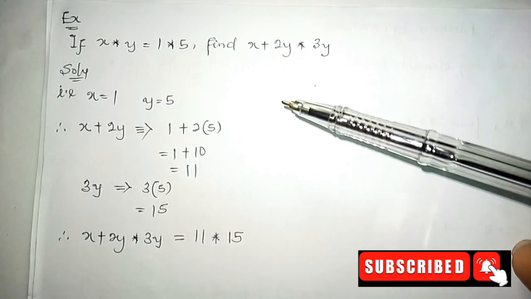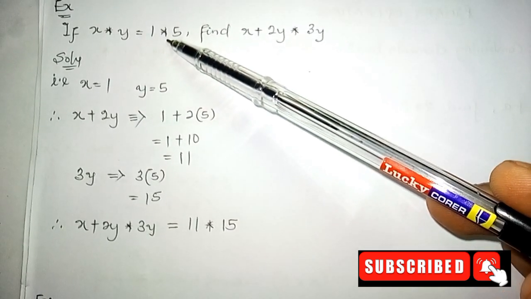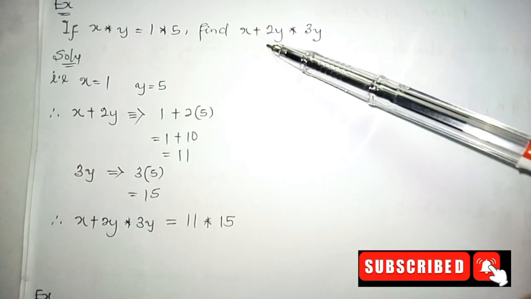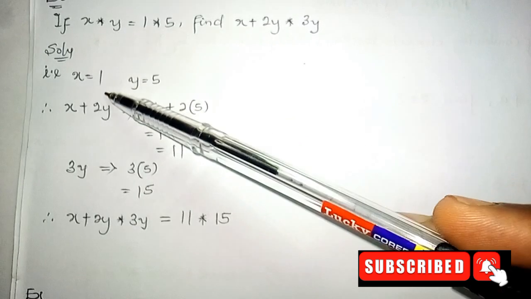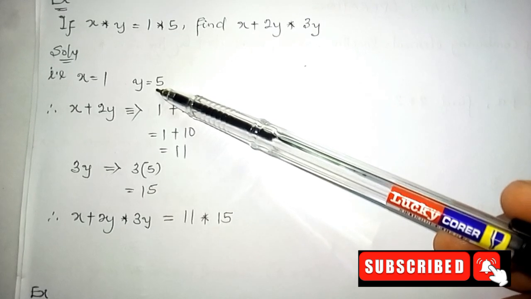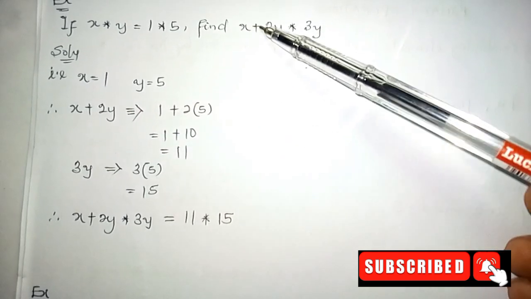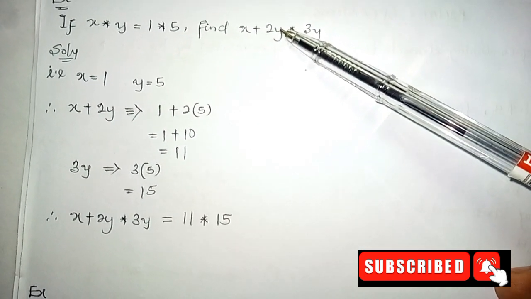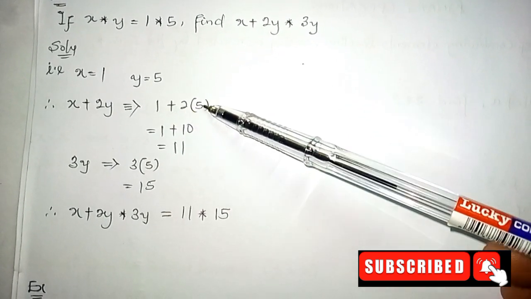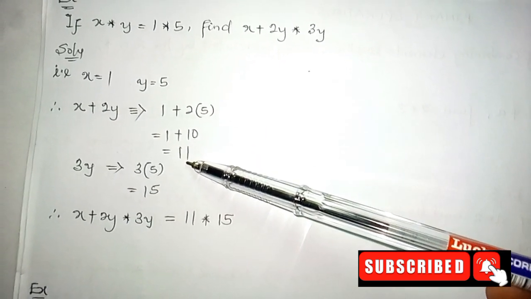Alright, so we continue with another example. We have been given, if x * y equals 1 * 5, find (x + 2y) * 3y. So we are to find this given that x equals 1 and y equals 5. What we are to do is input the value of x as 1 and the value of y as 5. When we do that, we get 11. That's 1 plus 5 times 2. We find that and we get 11.